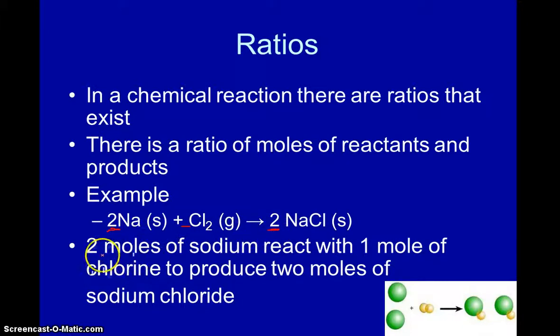So for example, what this equation is actually saying is that we have 2 moles of sodium. Okay, if we looked over here, we have sodium atoms right here. So if we have 1 mole here and 1 mole here, that's 2 moles of sodium reacting with 1 mole of chlorine to produce 2 moles of sodium chloride.